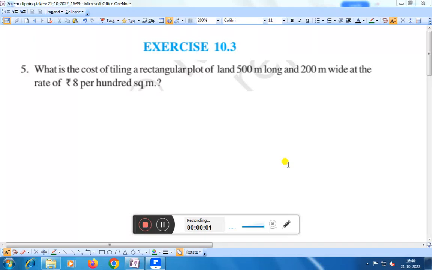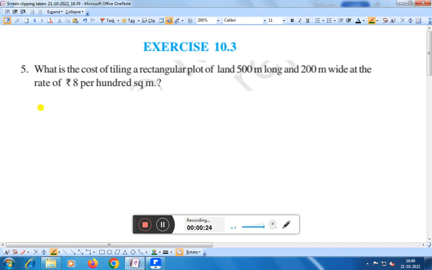Hello everyone, today we shall discuss exercise 10.3 question number 5. What is the cost of tilling a rectangular plot of land 500 meter long and 200 meter wide at the rate of rupees 8 per 100 square meter? Let us solve this problem.